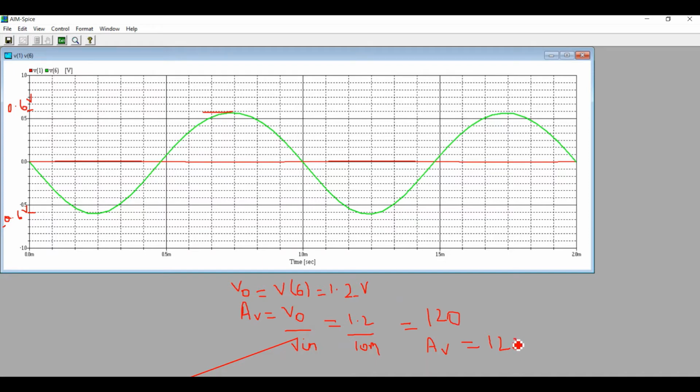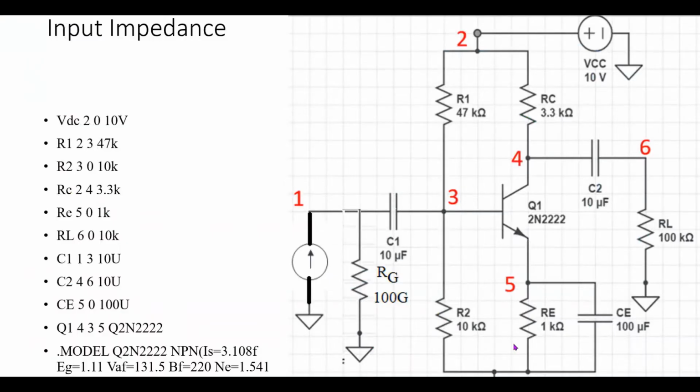So we have seen how to find out the voltage gain for your circuit using AM Spice. Next is to find out the input impedance, another very important parameter for a BJT amplifier. To find the input impedance, there is a small change in the circuit. Instead of applying the input voltage, we will be applying the input current. So a current source is connected at the input.